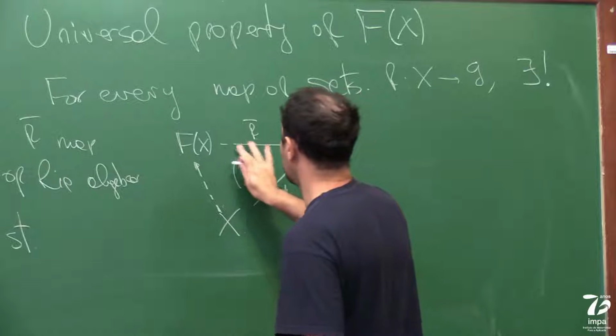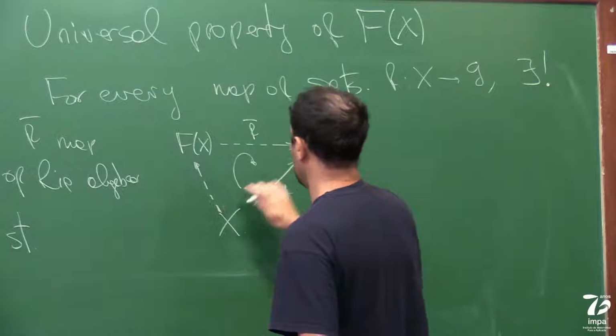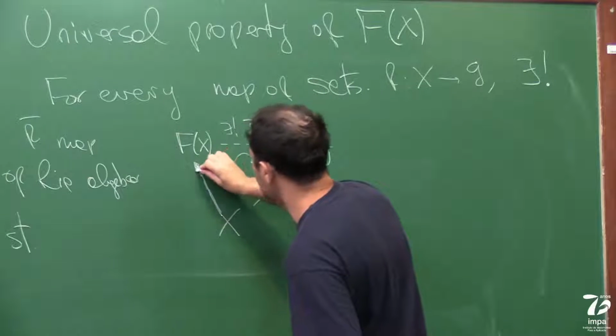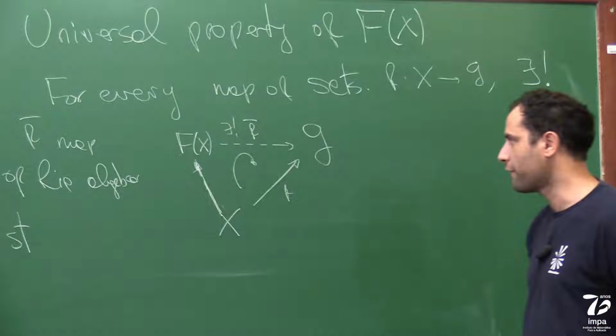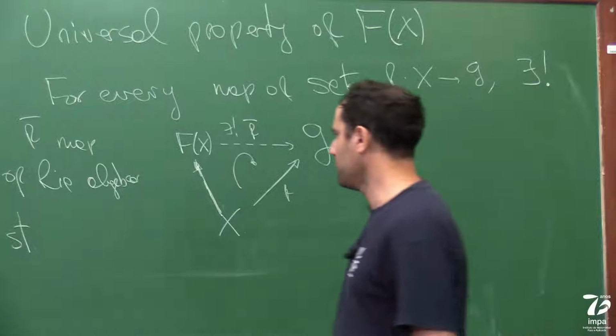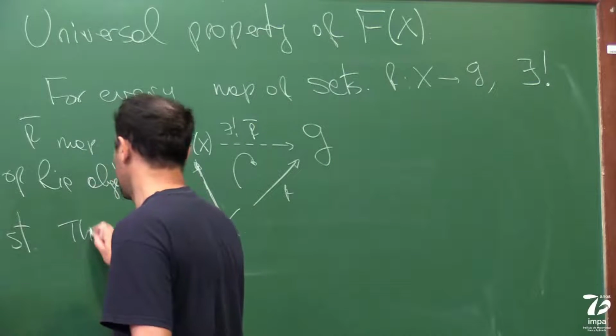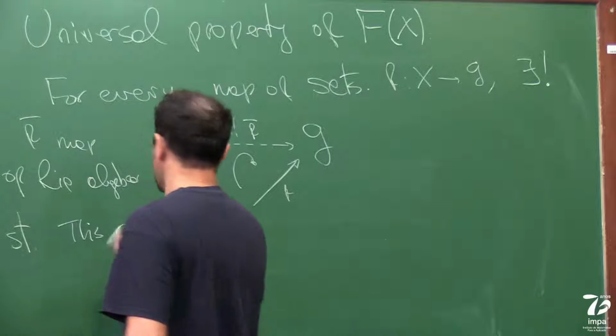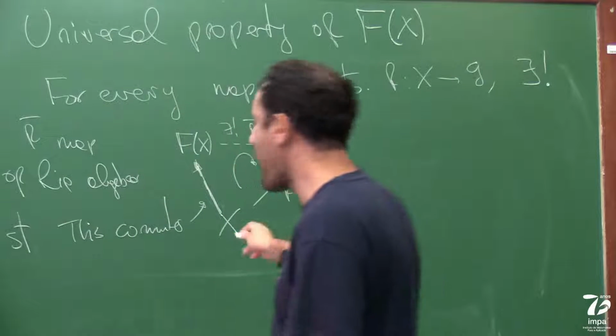Well, this is the one that exists, actually, and is unique. And this is the arrow that I need to tell you what it is, a map from X to F of X, such that this commutes. So now, what is this map from X to F of X?